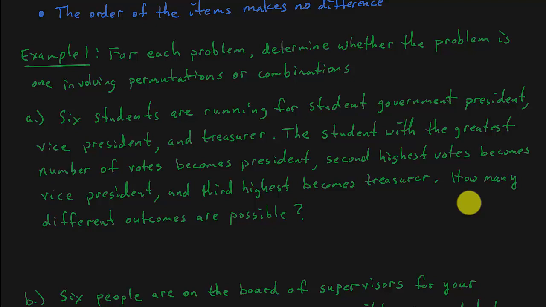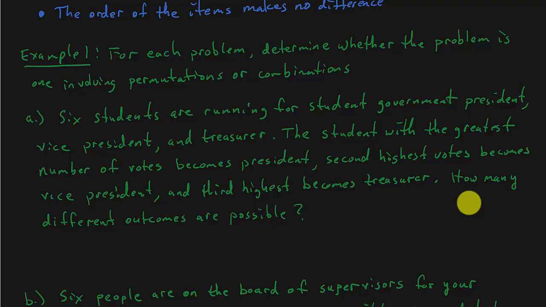All right. So the first one says 6 students are running for student government: president, vice president, and treasurer. The student with the greatest number of votes becomes president, second highest votes becomes vice president, and third highest becomes treasurer. How many different outcomes are possible? Now, like I said, we're not going to calculate the outcomes. We'll do that in problems later on. But right now, we just want to know, is it a permutation or combination?